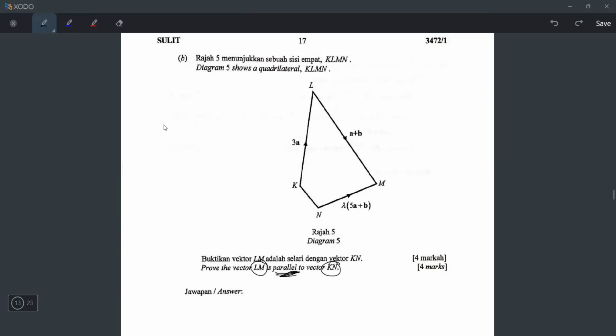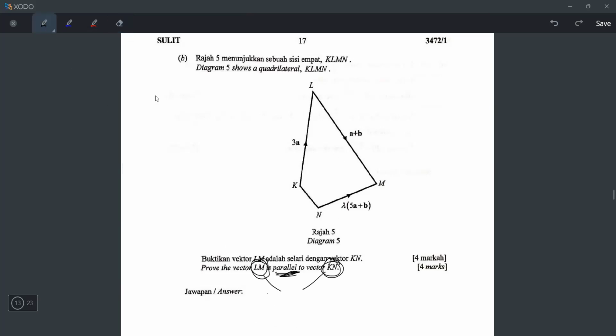You have to take vector LM and vector KN, and you can take these two vectors as equal, but you have to add K. But it doesn't have to be K. You can add any alphabet you want. You can even add lambda. Don't add lambda, because lambda is already in the question. Just use any alphabet you want, just not one that already exists in the question.